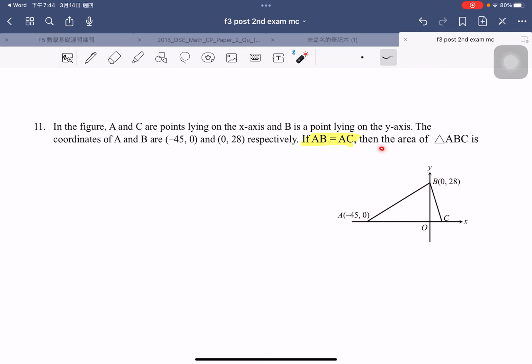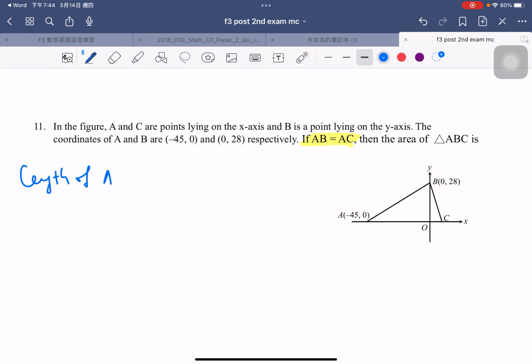Now they're asking you to find the area of ABC. If you want to find the area of ABC, that means base, which is AC, times the height. The height is actually just equal to 28, isn't it? Because from the origin to the point B, they're moving up 28 units. So our problem just needs us to find the length of AC. But they told you the length of AC is equal to the length of AB. So we can just calculate the length of AB.